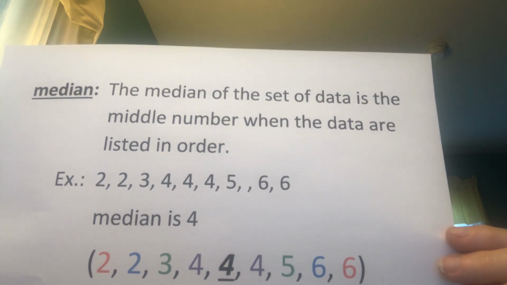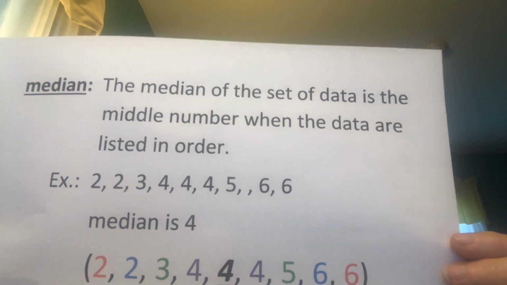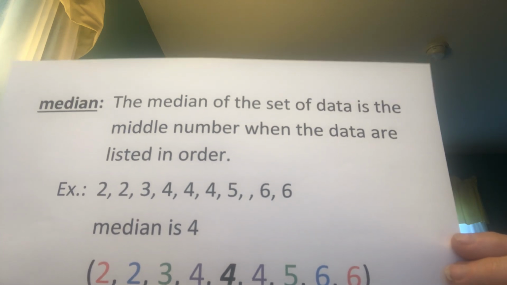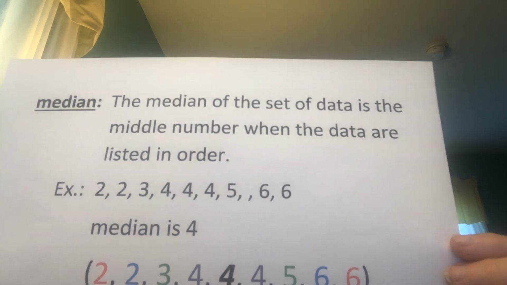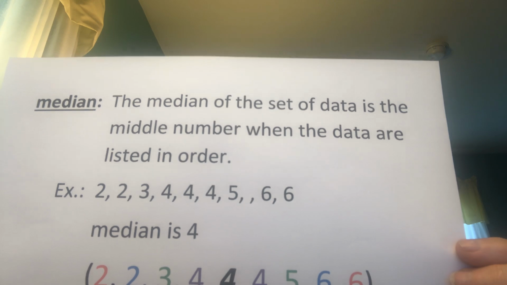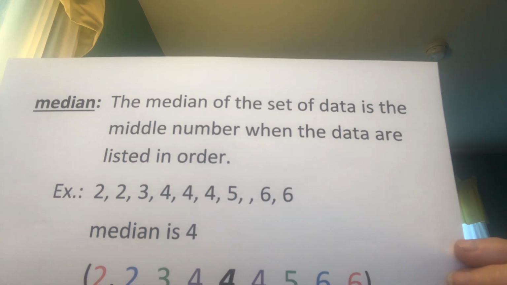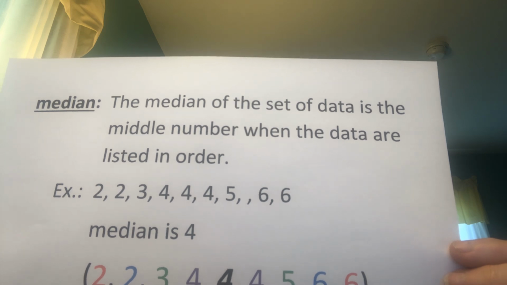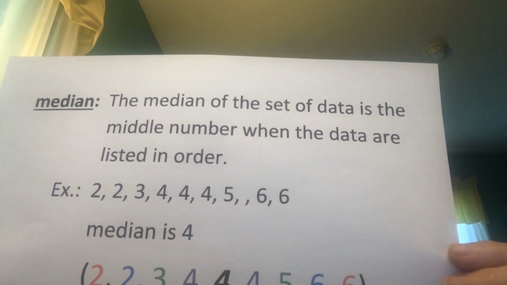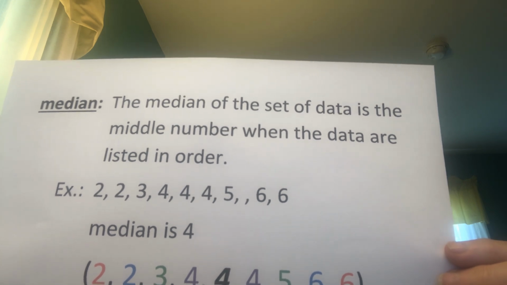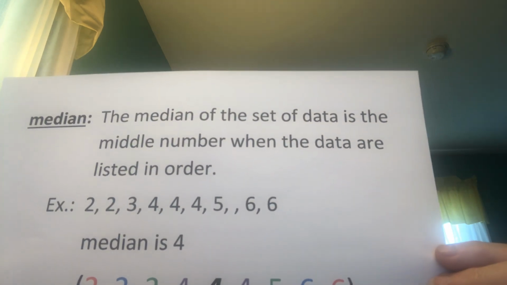A survey was taken, and let's say the question was how many books they read a month. 2 people said they read 2 books. 1 person said 3 books. 3 people said they read 4 books a month. 1 person said they read 5 books a month, and 2 people said they read 6 books a month.